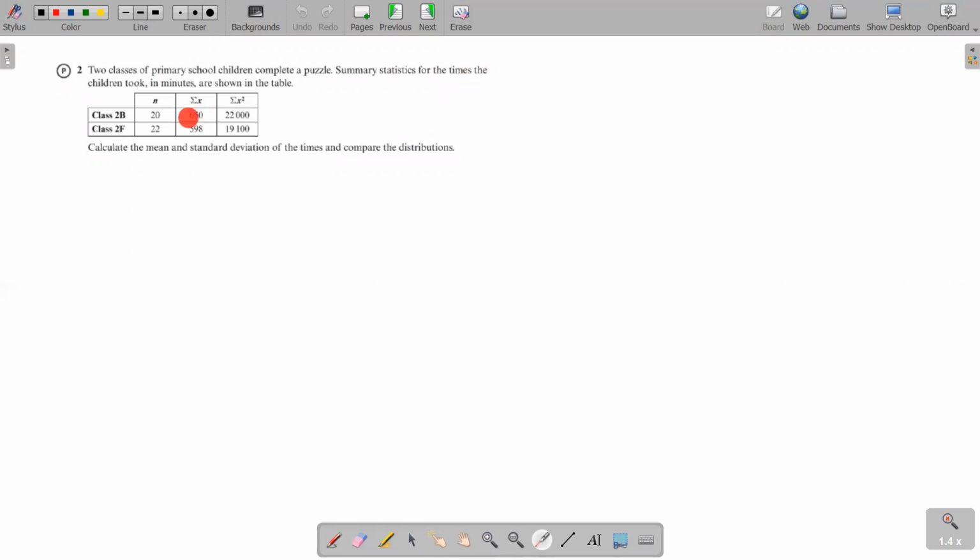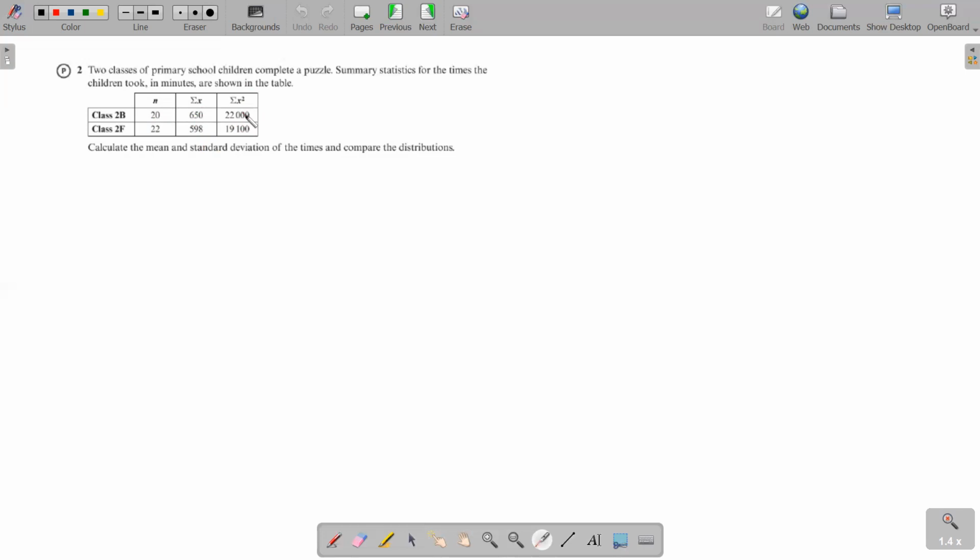So sigma x means you add the times of all the children, the individual members. There are 20 members, so you add the times taken by all the 20 members, and it's 650. And for 2F it's 590. Sigma x squared means you take the individual time of each student, you square it, and you add it. So x1 squared plus x2 squared plus x3 squared until x20 squared. So you add all of it, okay?